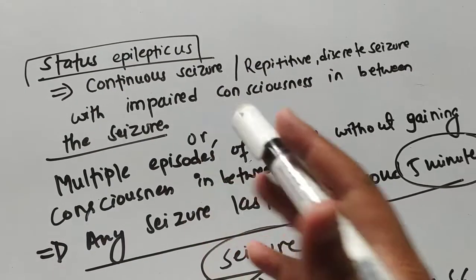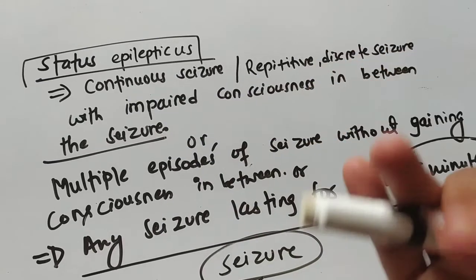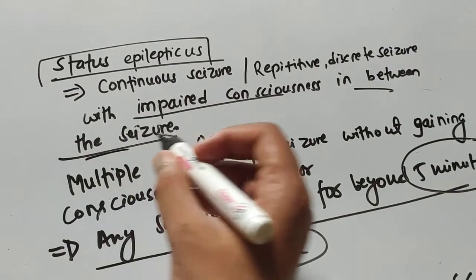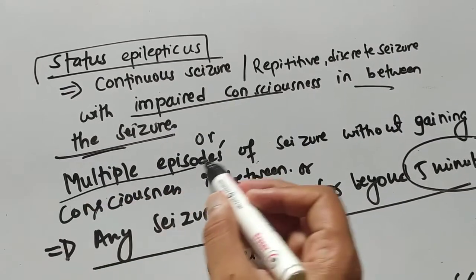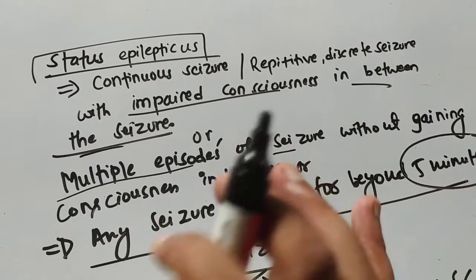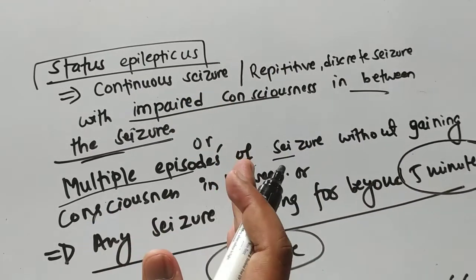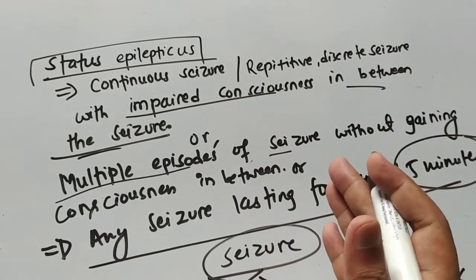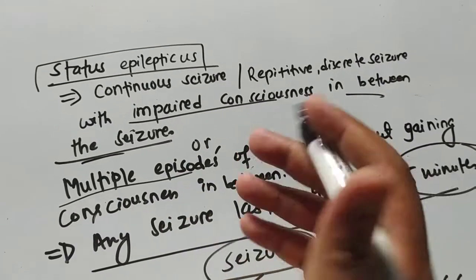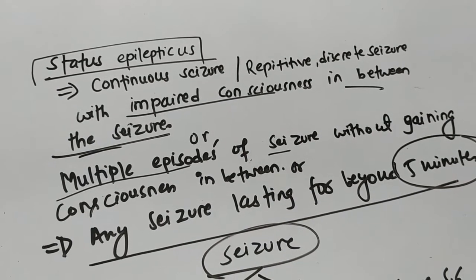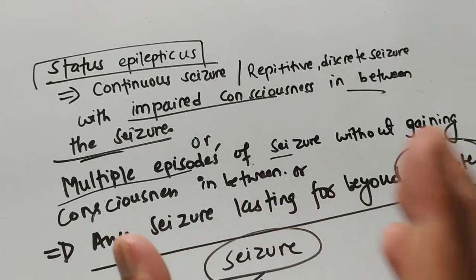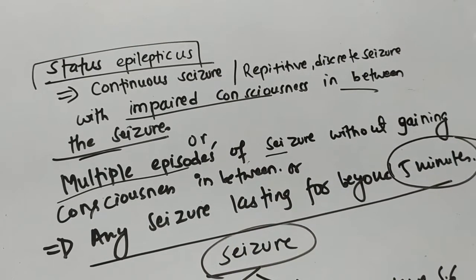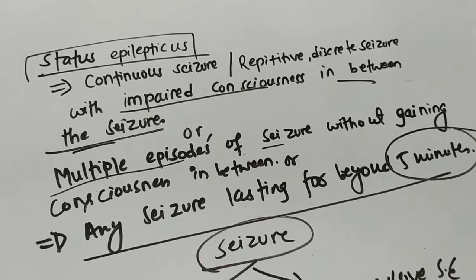The first definition is that there is a continuous seizure, or repetitive discrete seizures, with impaired consciousness in between the seizures. Or we can say there are multiple episodes of seizure without gaining consciousness in between. It means you are having a seizure now, and after 4 or 5 minutes you are having another seizure, and in between the seizures you have lost consciousness. Such repetitive attacks which lead to loss of consciousness between the attacks are known as status epilepticus.